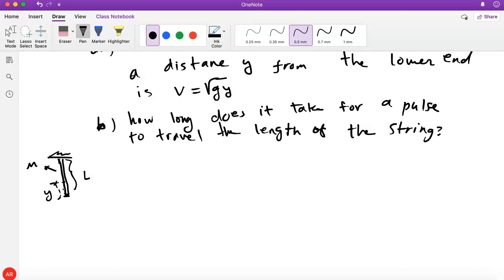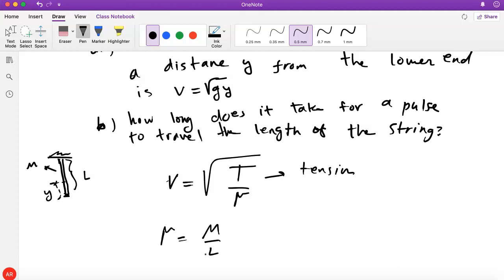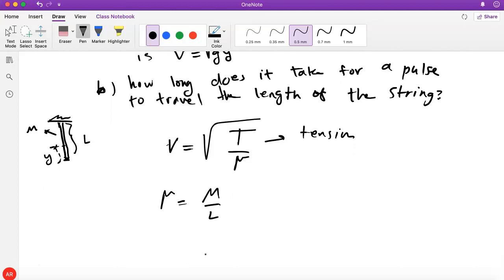We know the general expression for the speed of propagation. It's the square root of T, the tension, over the linear mass density. The linear mass density for this rope is fixed. So we know v is the square root of tension over mu, and mu is just m over L. But what is the tension? Well, the tension changes as a function of where you are. Therefore, you get this different speed as a function of where you are.